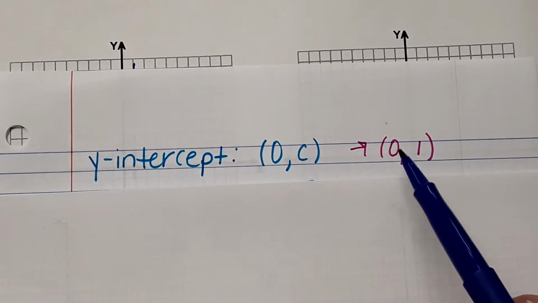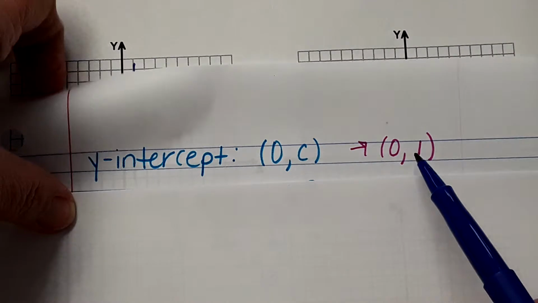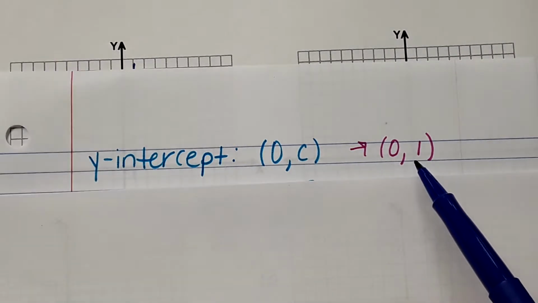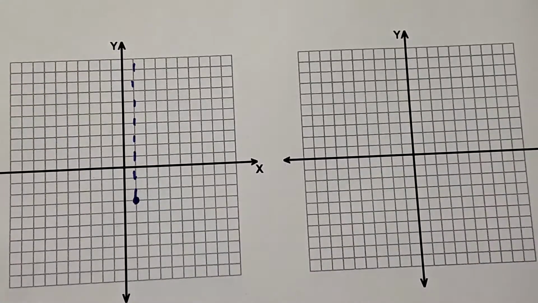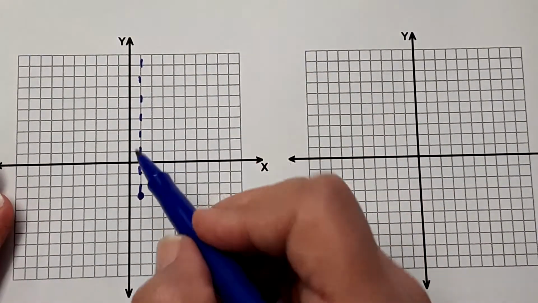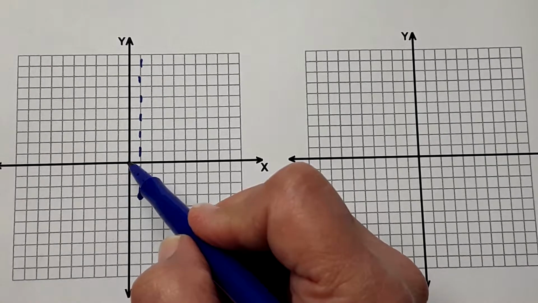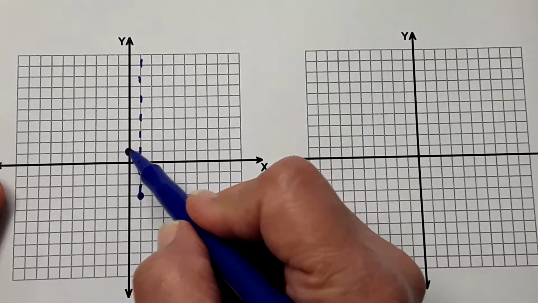So now we're going to graph this point. We're going to graph 0, 1 because that's my y-intercept. Again, you guys, it's just 0, c always. So 0, 1. 0 is here. I can't go right or left, so I go up to 1.